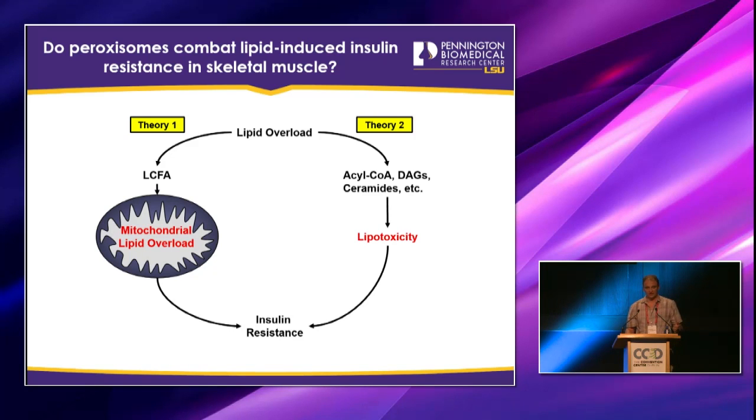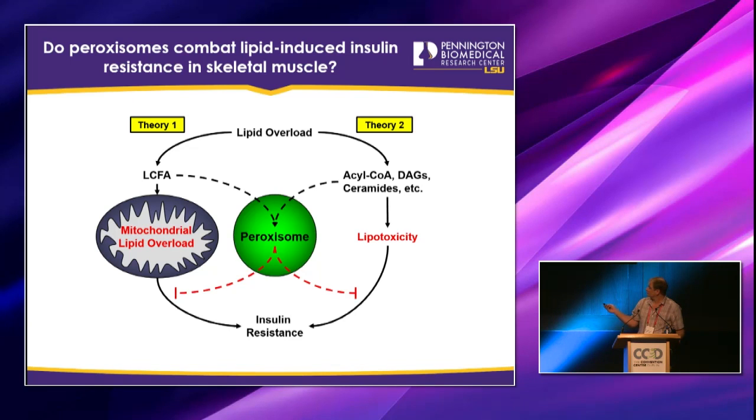And my argument is that regardless of whichever model you prefer, I think that peroxisomes have the capability of alleviating lipid-induced insulin resistance because they can provide an alternate route for lipid disposal that can both minimize the lipid excess that goes into the mitochondria as well as limit the accumulation of these excess lipotoxic lipid species. And this model really is the central focus of our lab.